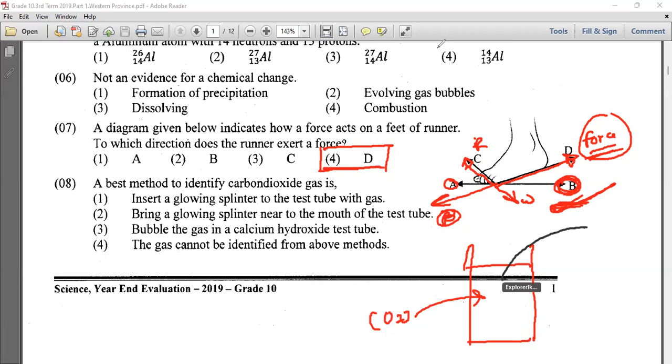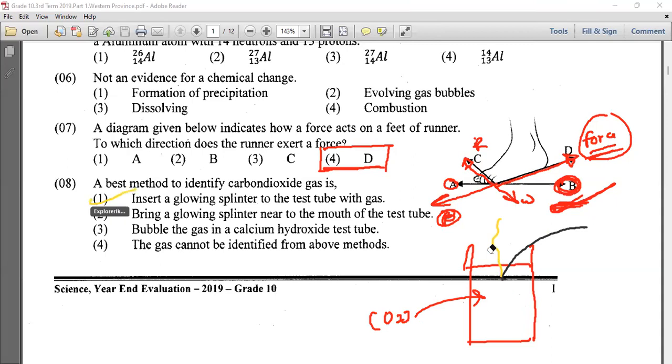A glowing splint means there should be a fire flame here. I mean, when there is a flame, the observation is great. Right? What could happen once you put it in? The fire would get extinguished. This one goes off, and then a little smoke goes. Right? Yeah, that's a true answer.